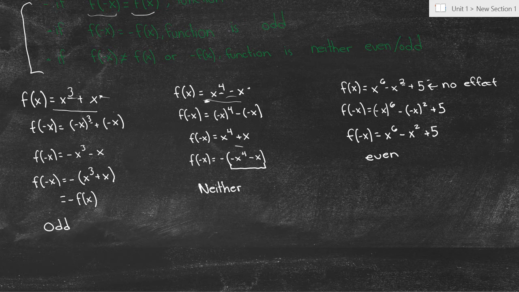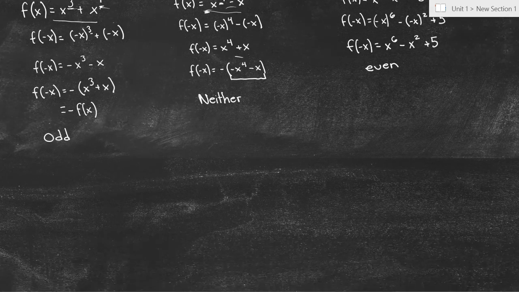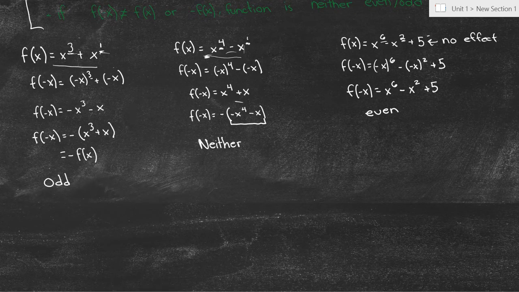The reason this was even is because both exponents were even. The reason this was odd is because both exponents are odd. Just an x, you can assume it's a 1. The reason this was neither is because we had one odd, one even, or one even, one odd. So really, you can just look at a function and tell immediately if it's going to be odd, neither, or even.